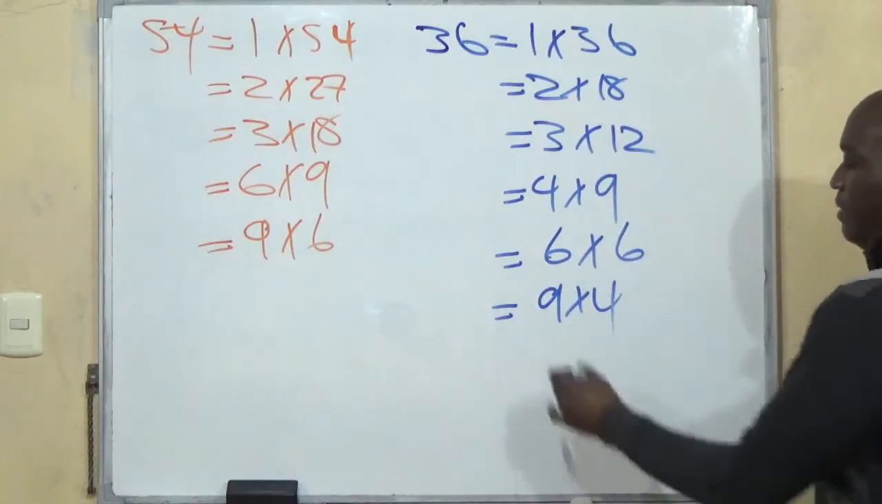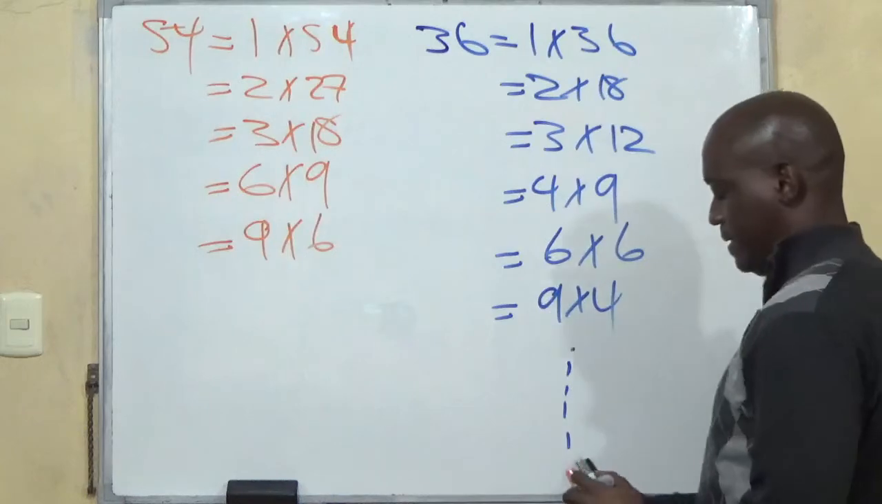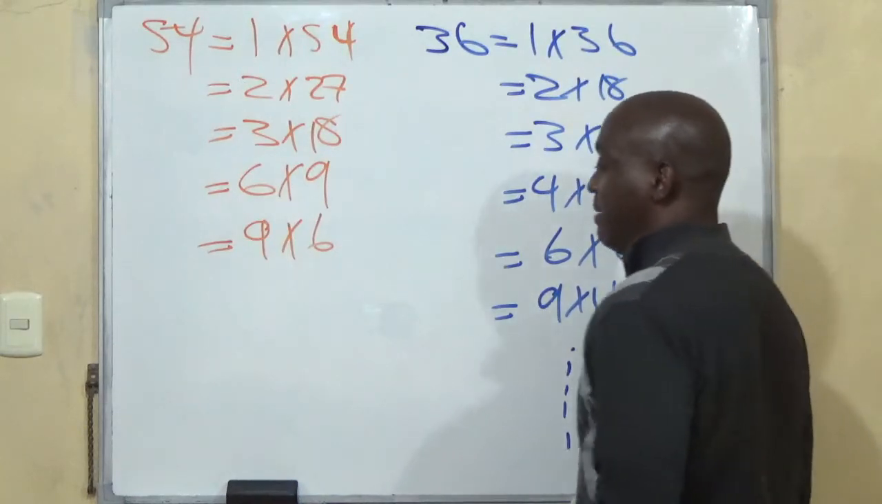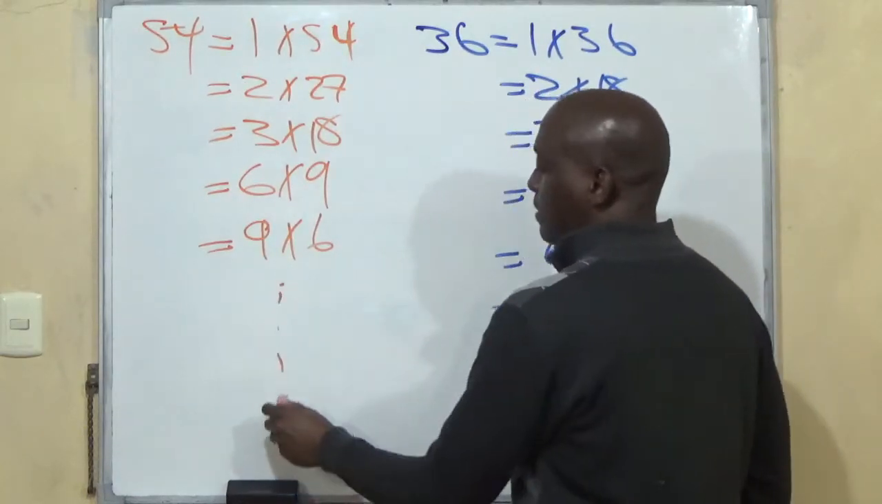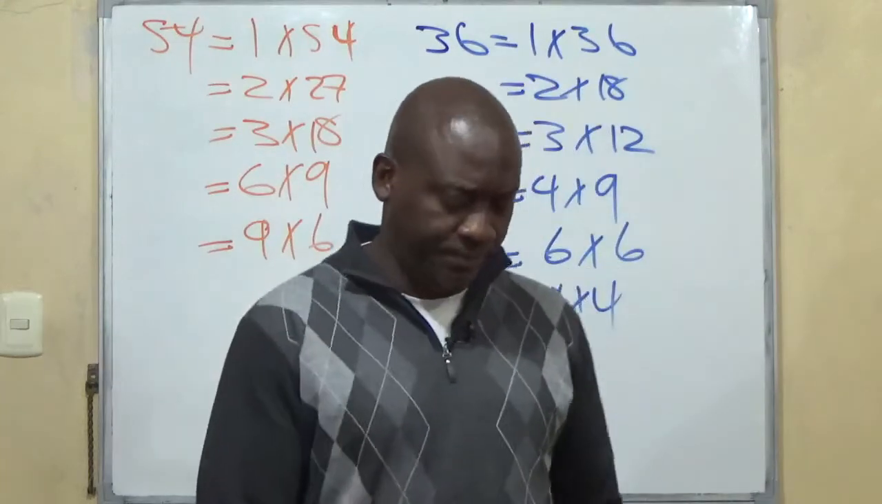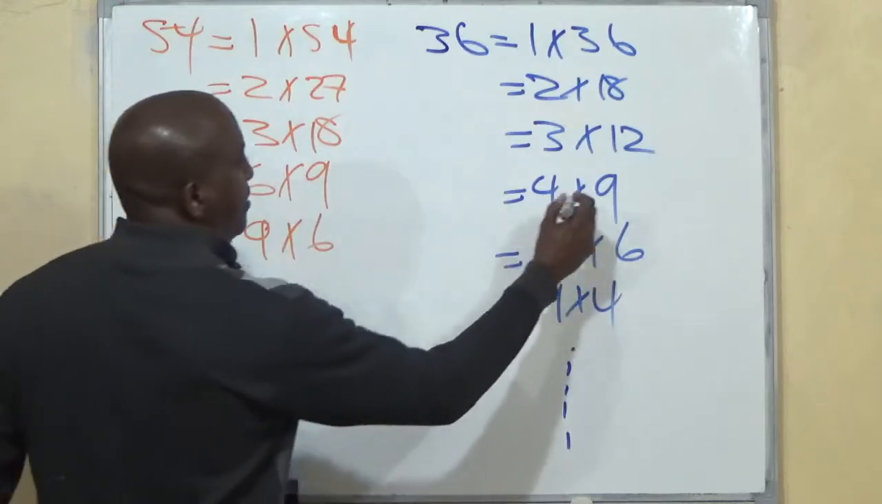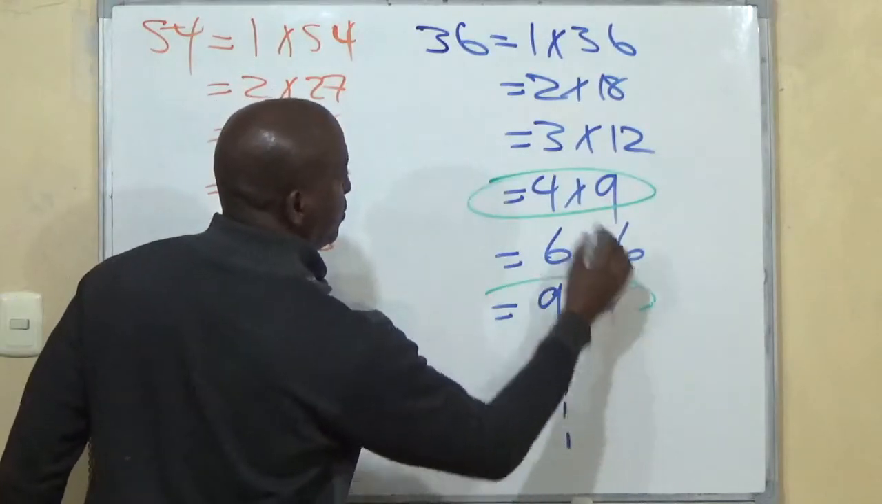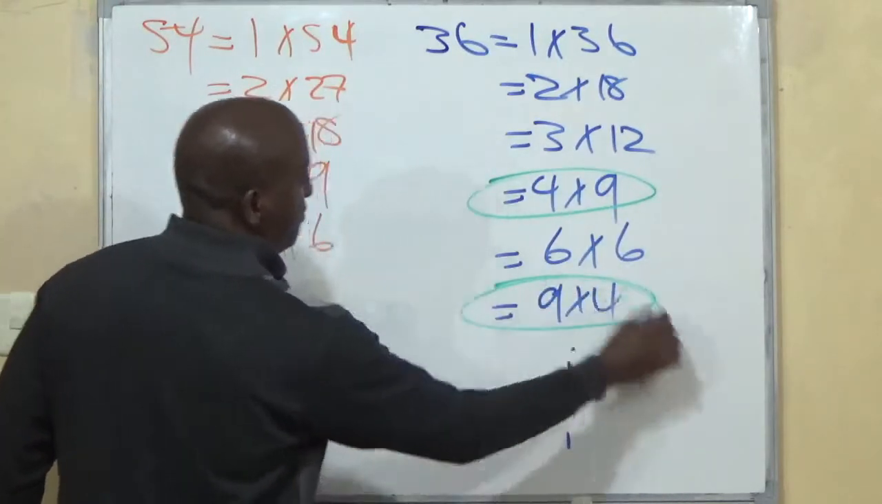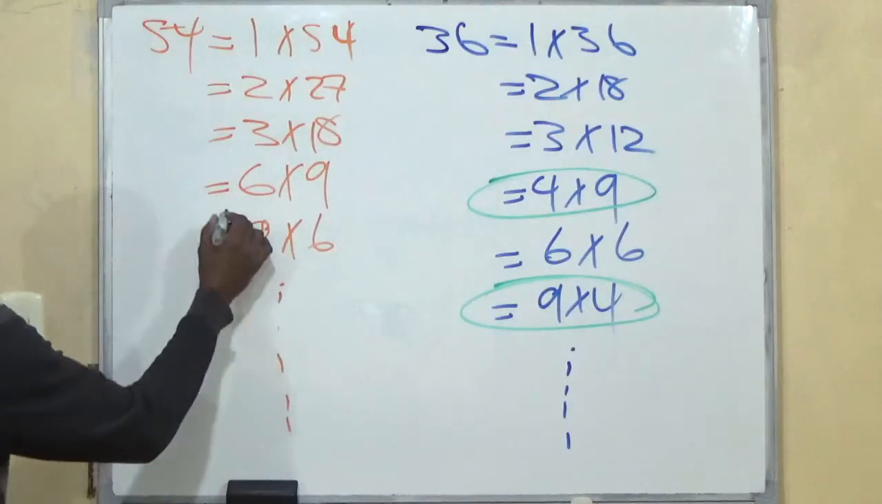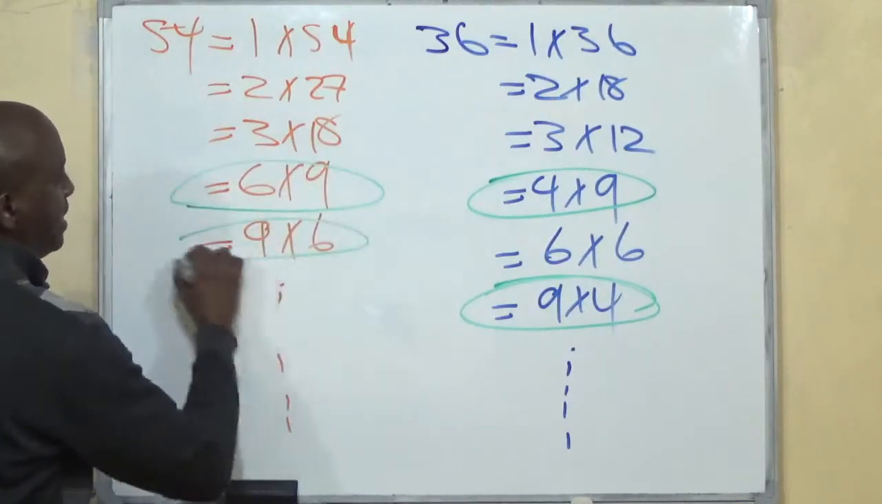9 by 4 going down the road. Same thing here. We reach 9 by 6 and we're going down the road. So, same thing happened here. We have 9 by 4, and then we have 4 by 9 here, and then we have 9 by 4 here. Same thing here. We have 6 by 9 and then we have 9 by 6.